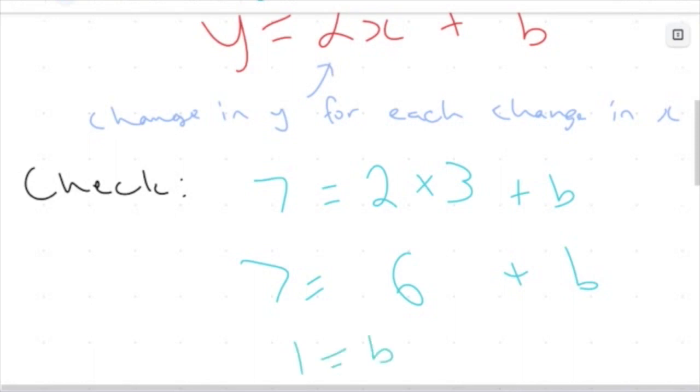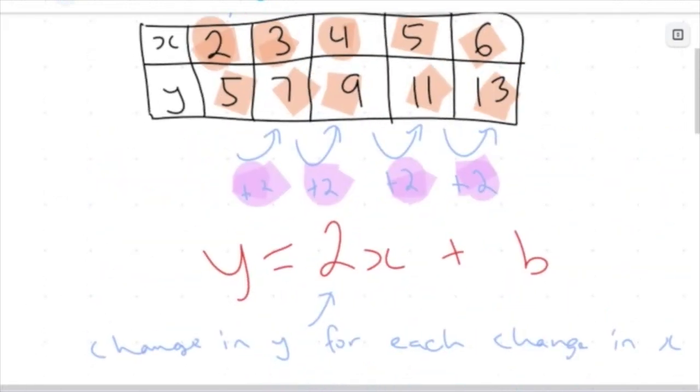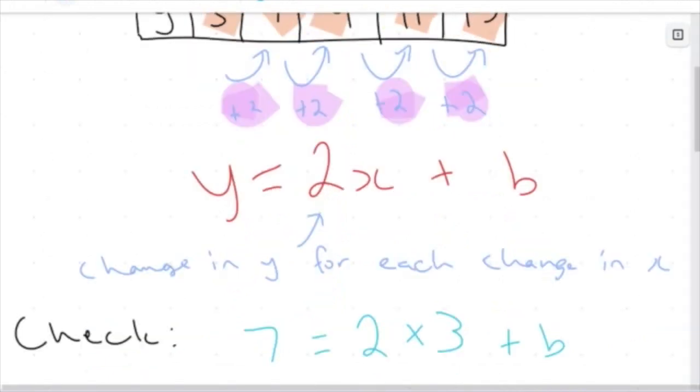Now, for you guys to do at home if you'd like, you can have a go at trying this for all of the other numbers. And you should see we're going to get the same value of b for these particular relationships between x and y.